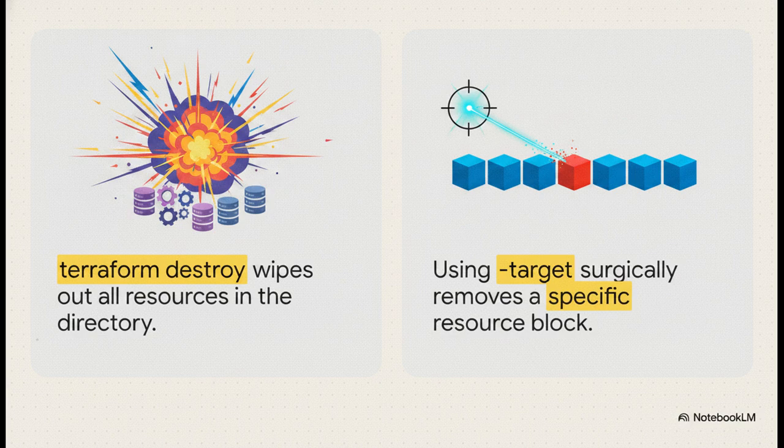By using Terraform destroy target and specifying the exact resource block, like digitalocean_droplet.doDemo, you perform a surgical removal. Terraform removes only that specific droplet and leaves your vital AWS EC2 instance completely untouched.